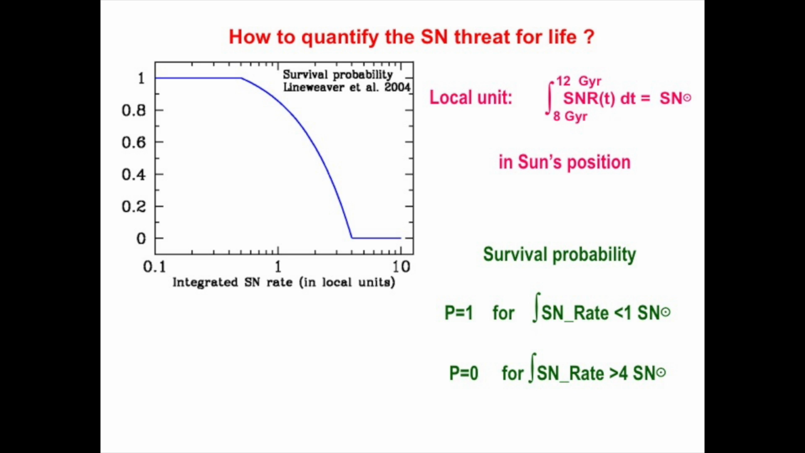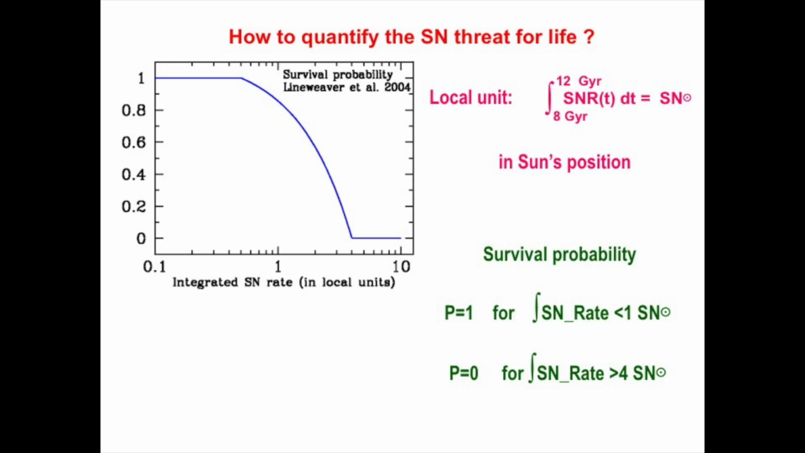And they quite arbitrarily declared that if this unit is higher than 4, this is 4 here, in these units, then the probability of life surviving is 0. If it is less than 1, the probability is 1, because we are here, after all, with all this activity of supernovae in the solar neighborhood. And there is some curve between the two. That's worth whatever it is worth. Okay, the probability is 1 if the supernova number is less than 1, and 0 if it is more than 4 units in these units here.